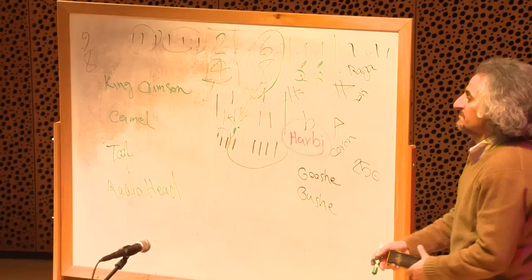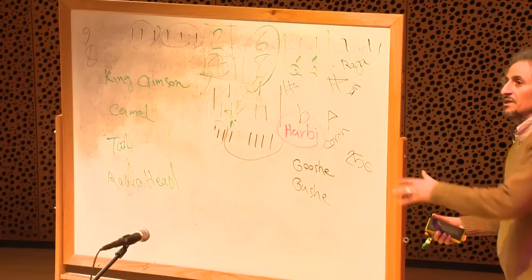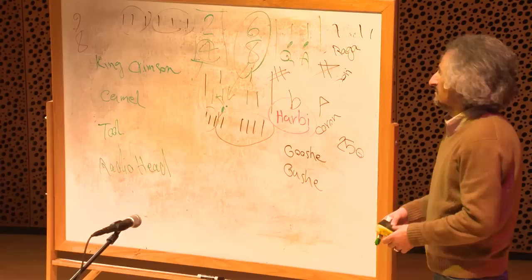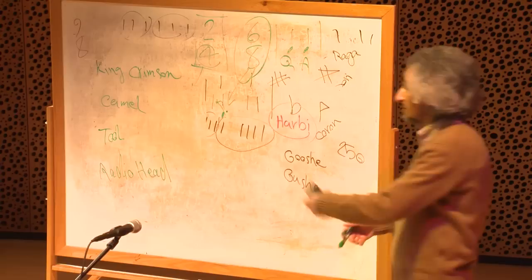World music is music that comes from various parts of the world, like Africa or Asia. And it has many fans in the West, and in the West we like this music a lot.